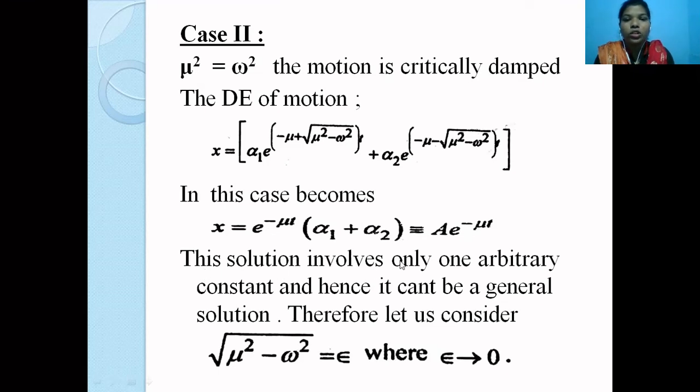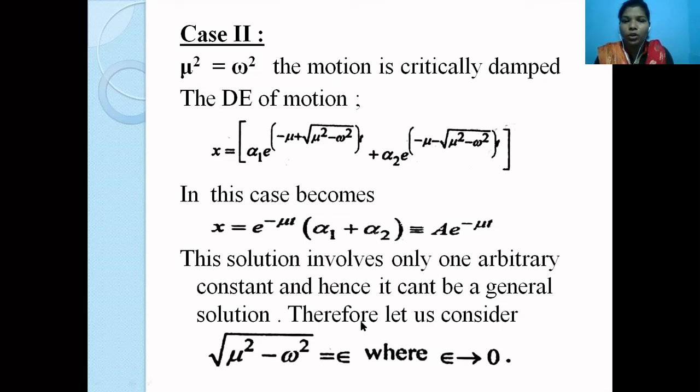So this solution involves only one arbitrary constant. Earlier we had two arbitrary constants. Now we have only one. So if I have only one arbitrary constant, it can't be a general solution. Because I have two solutions, there have to be two arbitrary constants for this equation to be a general solution. The number of solutions is equal to the number of variables. Only if we have an equal number of variables can we get that number of solutions, right? So here, with only one arbitrary constant, this equation will not be a general solution.